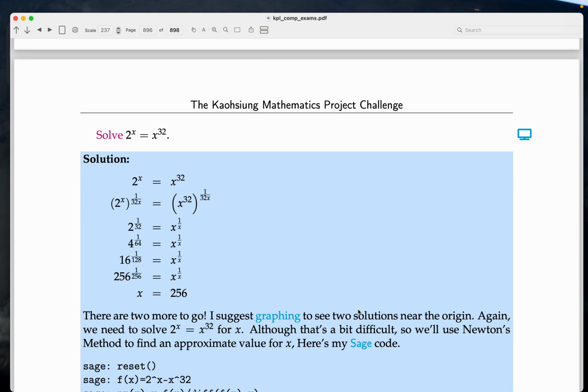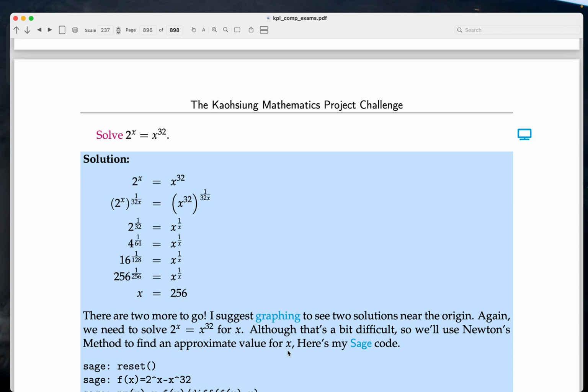Again, an interesting question. It's an exponential, 2 to the x equals x to the 32. Certainly doing it without looking at a visual, proceeding as we did at the whiteboard, we got x equals 256. However, I do suggest graphing it out. Certainly if I were to graph it out, I would not have seen the 256.